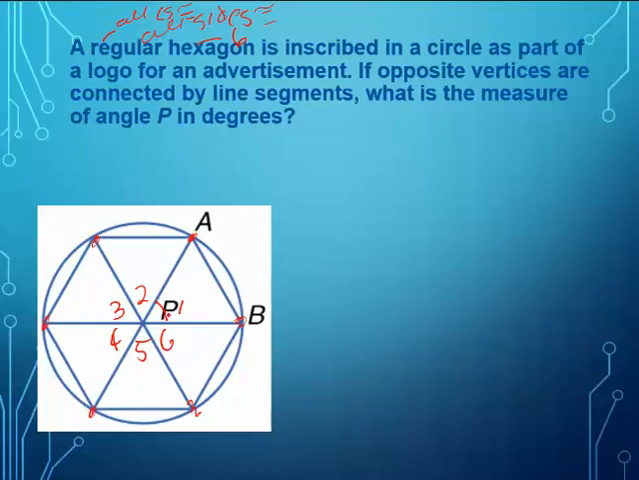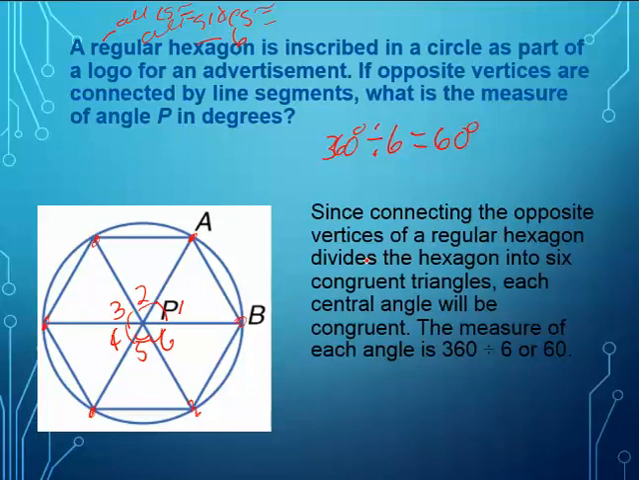Well, if I drew the arcs on each one of these pieces, I would be making a what? I just created a circle, which has how many degrees? 360 degrees. If I have 6 even pieces, each piece would be 60 degrees. Okay? So since connecting the opposite vertices of a regular hexagon divides it into 6 congruent triangles or pieces, each central angle will be congruent, and the measure of each angle is 360 divided by 6.